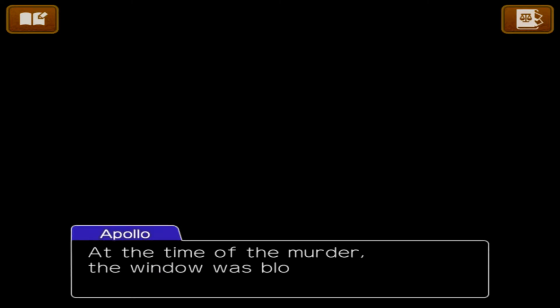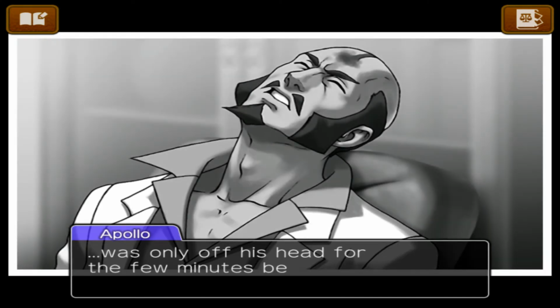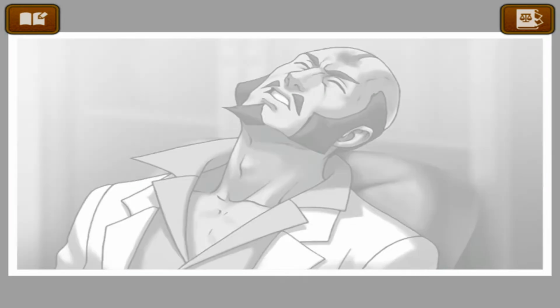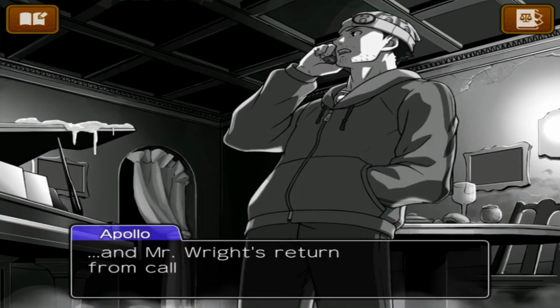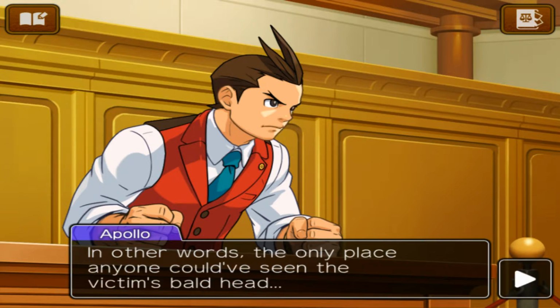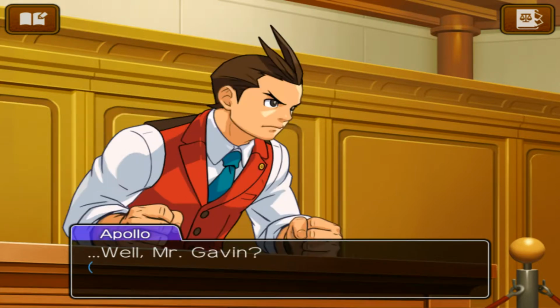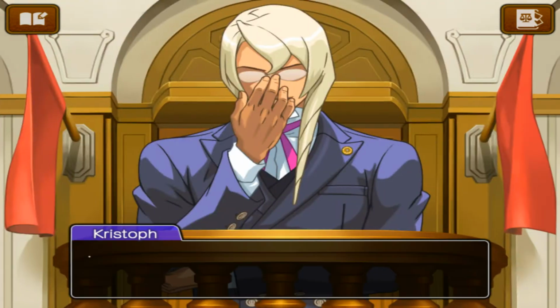At the time of the murder, the window was blocked and the victim's hat was only off his head for a few minutes between Mr. Smith's murder and Mr. Wright's return from calling the cops. In other words, the only place anyone could have seen the victim's bald head was from inside the hideout. Well, Mr. Gavin? Come on, say something.